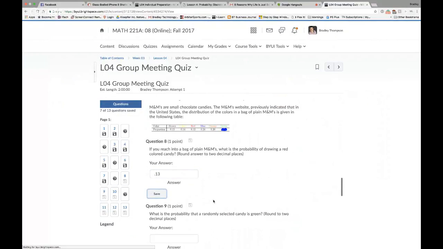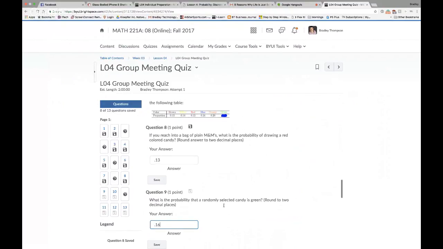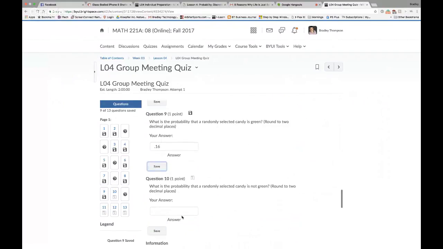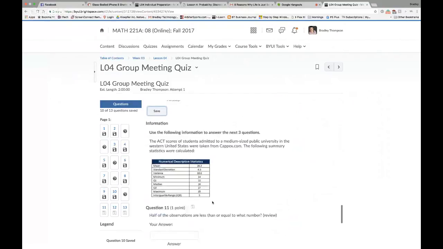And then what were you saying about the green one? That's the 0.16. You did the math. I sure didn't. Candy is not green. 27. So it'd be 84? 0.84? Hold on. 1 minus 0.16. 84. Yep. 0.84, yeah.